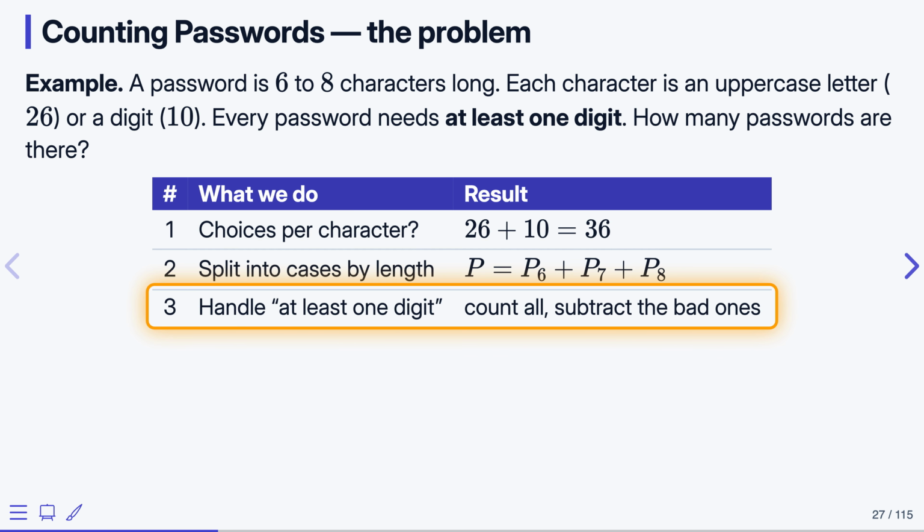Step 3. Now the extra rule. Counting the strings with at least one digit directly is hard. So we count all strings, then subtract the ones that break the rule. The bad ones are the strings that use letters only.